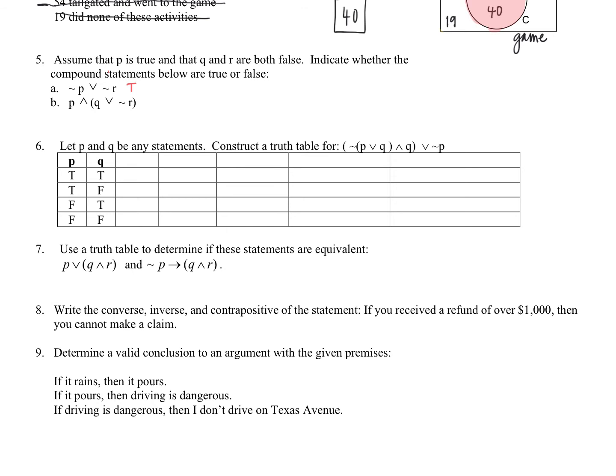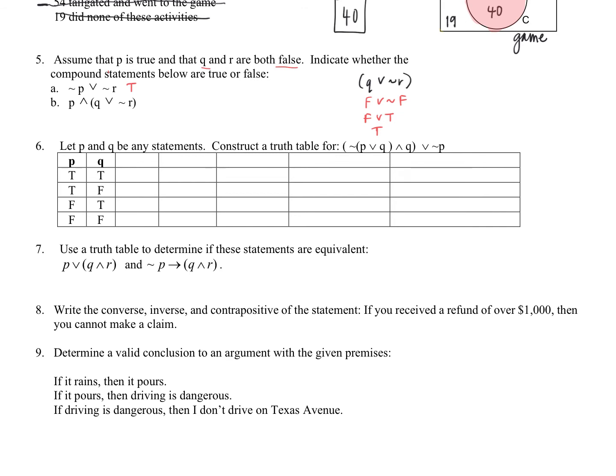All right, so part B, we're going to start in parentheses first. So that would be Q or not R. So Q, it says Q is false. So it's a false, or not R. R is false. Well, not false is true. So false or true, that's a disjunction. So if one of them is true, it's true. So overall, what's in parentheses is true.